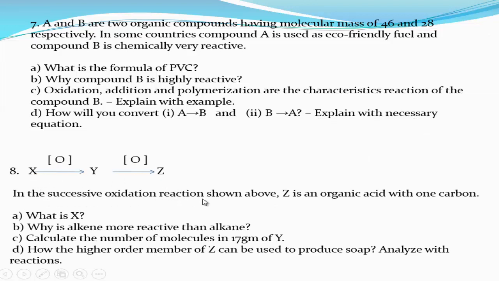In the successive oxidation reaction shown above, Z is an organic acid with one carbon. Here Z is an organic acid, so the others will be alcohol, aldehyde, and so on. Now follow here, this is an organic acid with one carbon. A one-carbon organic acid means this is formic acid, HCOOH, methanoic acid. So if it is methanoic acid, it will be methanol, HCHO, and what?